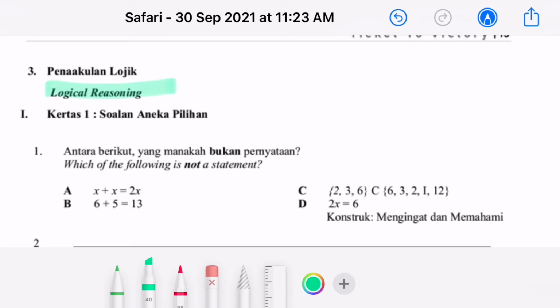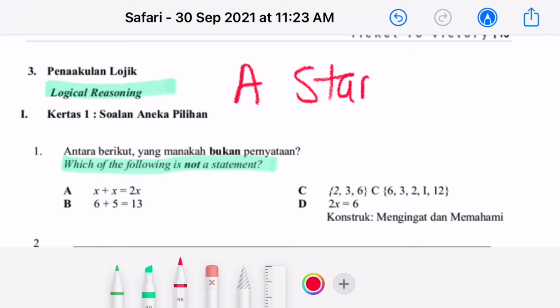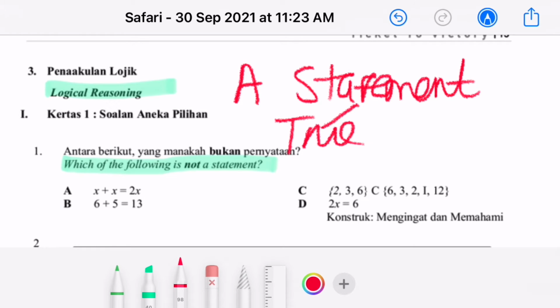Logical reasoning. Let's read the question. Which of the following is not a statement? A statement in mathematics is something where, when you ask yourself, you can answer either true or false. If you can answer, it is a statement. If you can't, you say it is not a statement.